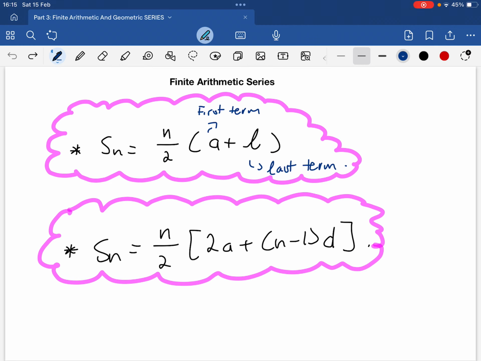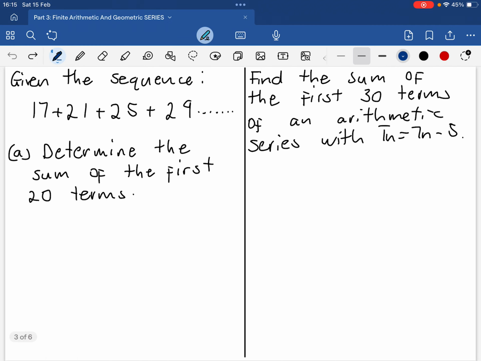It says that the sum of the first n terms is equal to n over 2 into 2a plus n minus 1 times d. Let's look at some basic examples. If you were given the following sequence and asked to sum or determine the sum of the first 20 terms, it would be tedious for us to add up those 20 terms manually. But we can use our finite series formulae to determine the sum of the first 20 terms.